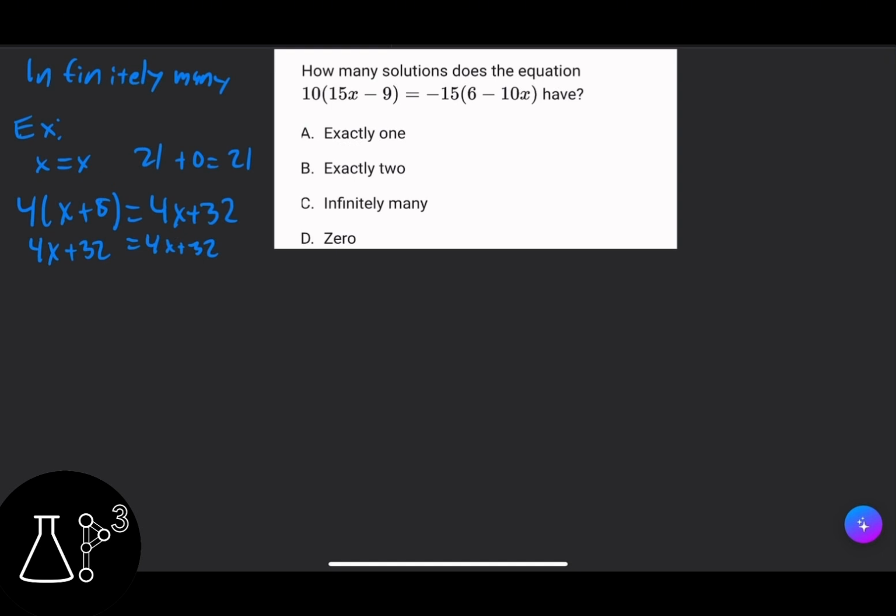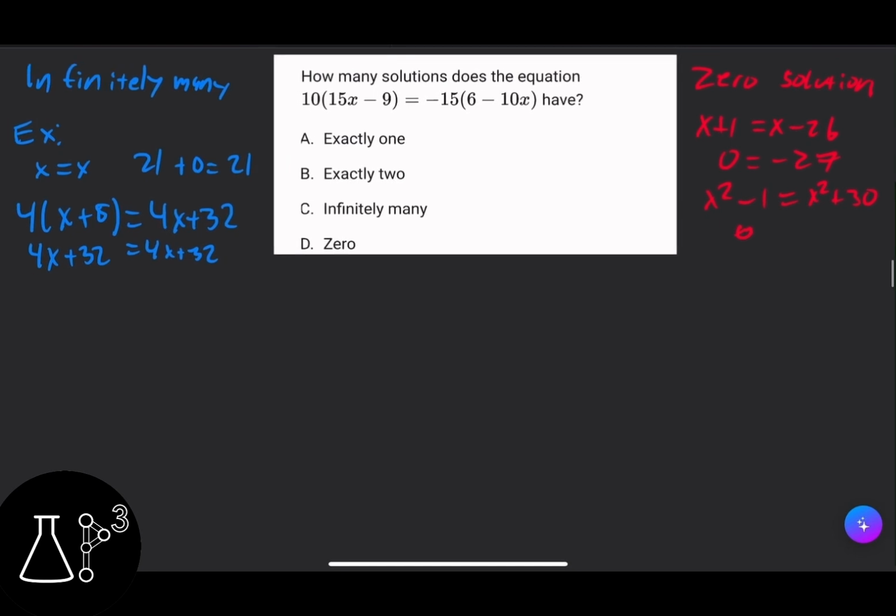But when it's 0 solutions, it's kind of like no solutions. Like we said before, it's where the x or y values cancel out, and you're left with just a single digit number, I mean, a number that doesn't have an x or y value. So for example, if x plus 1 equals x minus 26, you'll be left off with 0 equals negative 27. And because there's no x value, it's 0 solutions. And if I have x squared minus 1, which then equals x squared plus 30, I get 0 equals 31, and there's no x or y value, so it's 0 solutions.